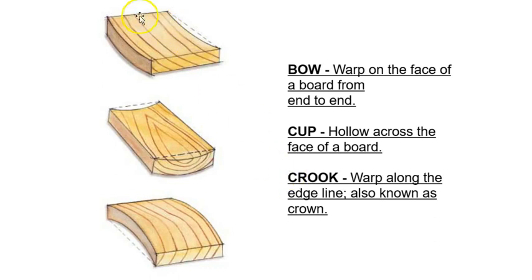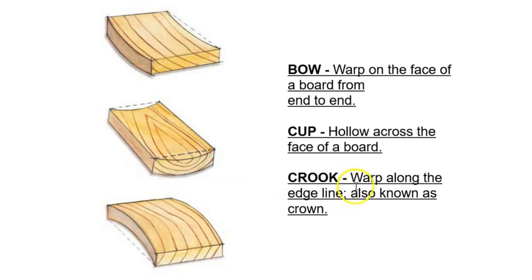So here's the board, and a bow is warped on the face of a board from end to end, so it's dipping in this direction, essentially. A cup, hollow across the face of it. So again, this is going back to that least stable plain sawn lumber. This is what it would be prone to do. It would be prone to cup in the same direction of the rings.